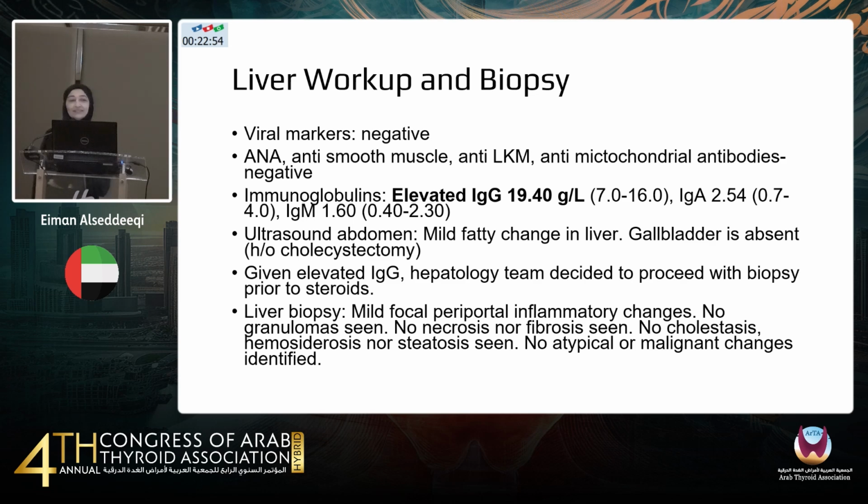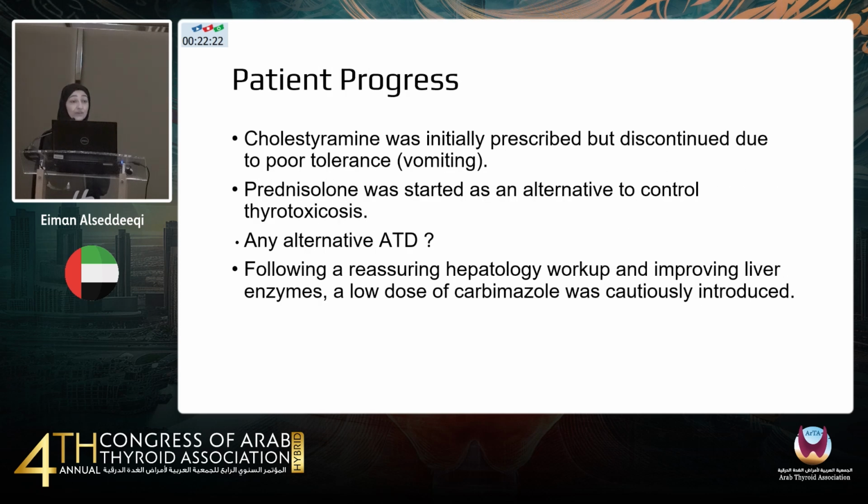So this patient's liver workup was otherwise negative, including immunological markers, and eventually she had a liver biopsy which showed very normal findings, with mild focal periportal inflammatory changes that are from the autoimmune process going on with the Graves' disease. No granulomas seen, no necrosis or fibrosis. So basically a normal liver biopsy apart from mild focal periportal inflammatory changes that come along with Graves' disease. So cholestyramine was not tolerated. Prednisone was started as an alternative to control thyrotoxicosis.